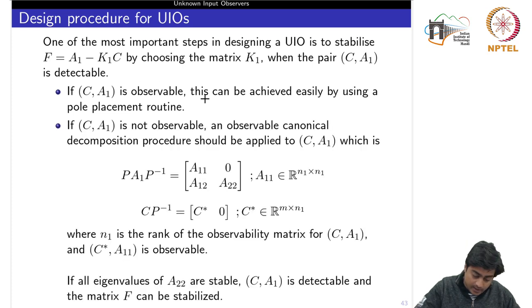Now if this pair is not observable, then of course by using the concepts we had introduced earlier on the decomposition procedure, we can check the stability of the unobservable part, which is the A22 matrix. So if the eigenvalues of this A22 matrix are stable, then with the observability of the pair A11 and C star, we can say that at least A1 and C is a detectable pair, so that we can carry forward with designing this K1 matrix.